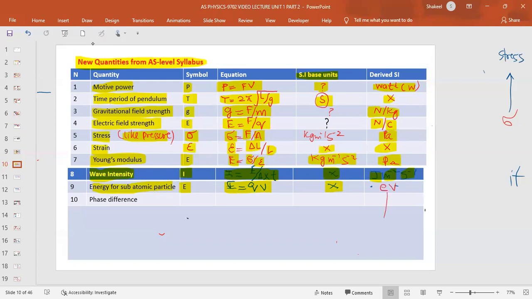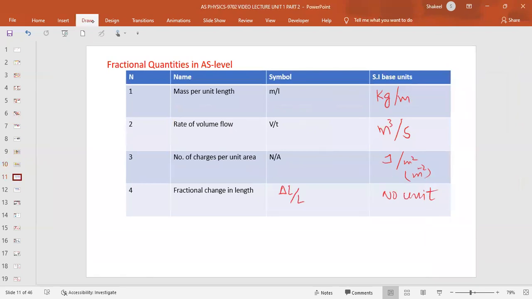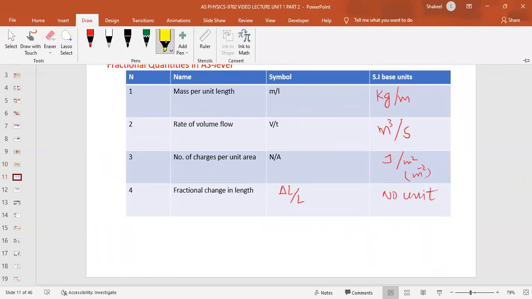So eV is electron volt. And actually it is equivalent to joule, but there is some other value for this as well. Okay, let's leave this phase difference. Let's move on to the next, the fractional quantities in AS level.